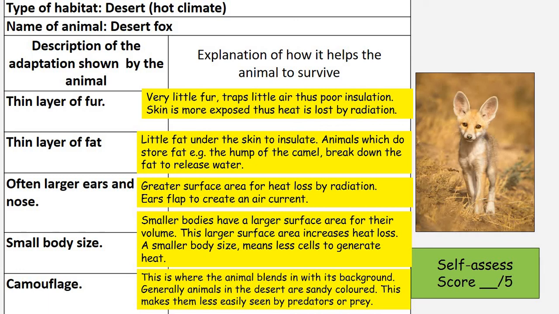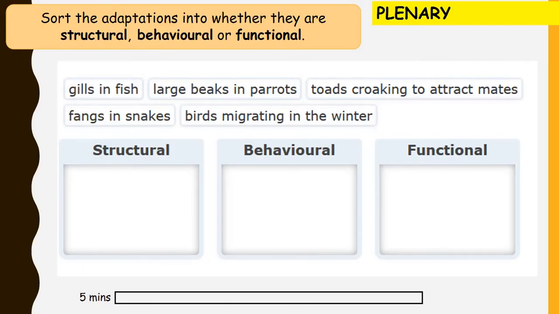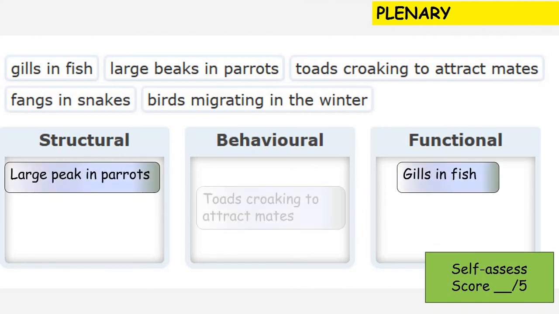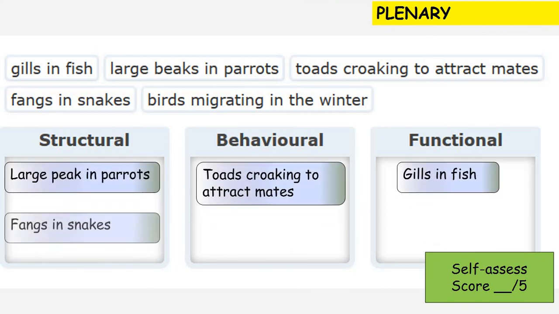So at this point you can pause the video and go back through the answers and just double check, see if you got 5 out of 5, which would be great. And then we've got a final little task to try and sort these adaptations into whether they are structural, behavioural or functional. So pause the video, have a little think. And did we get 5 out of 5? Let's have a look.